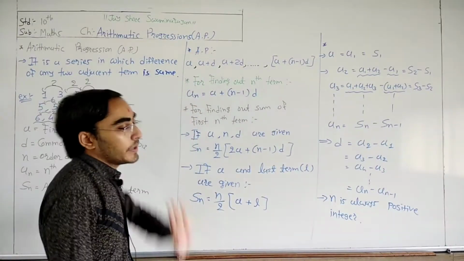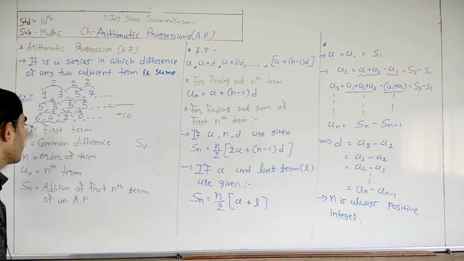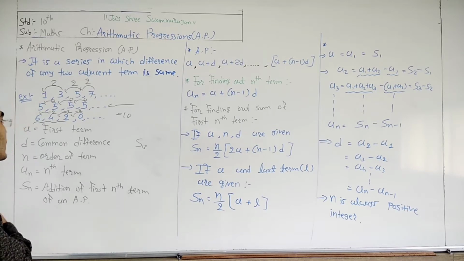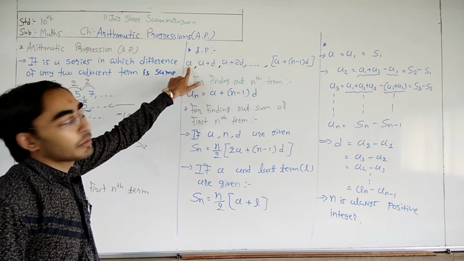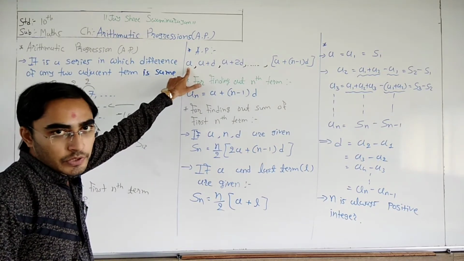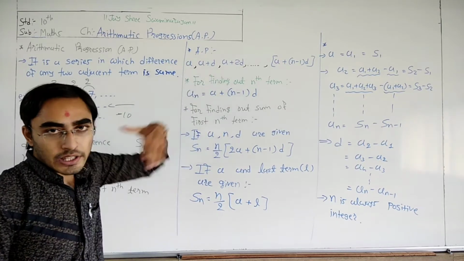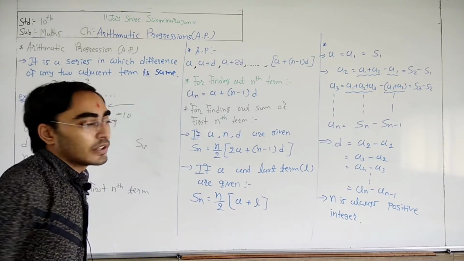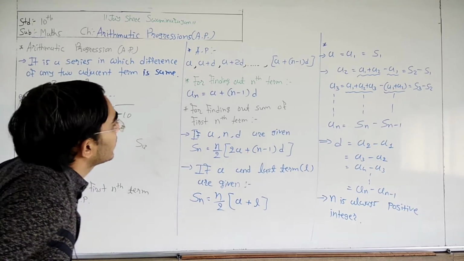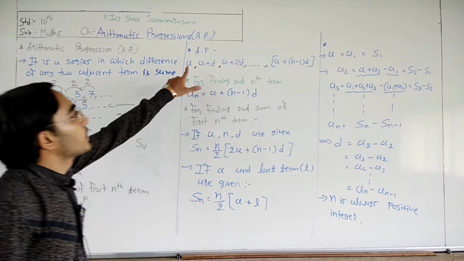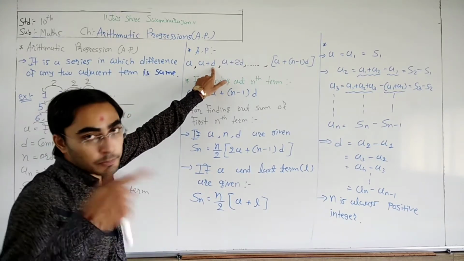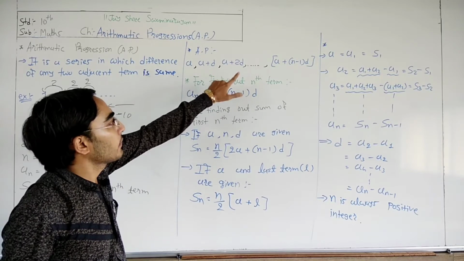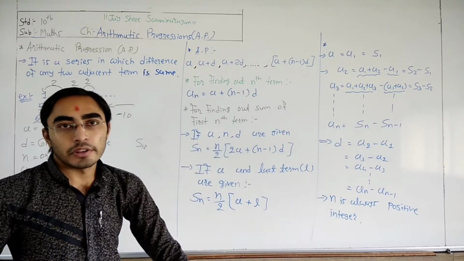Now, AP. We know this terminology: A means first term, D means common difference. In an AP the first term is A, and every time the difference D is added. So the first term is A, the second term is A plus D, the third term is A plus D plus D, so A plus 2D, after that A plus 3D, A plus 4D.